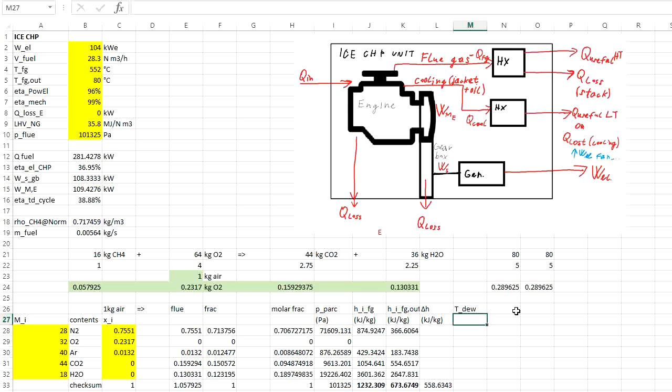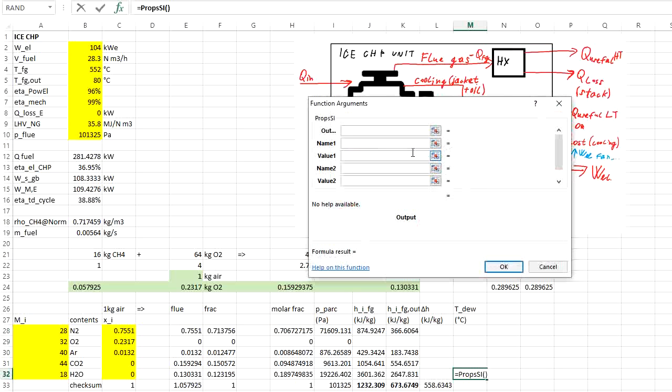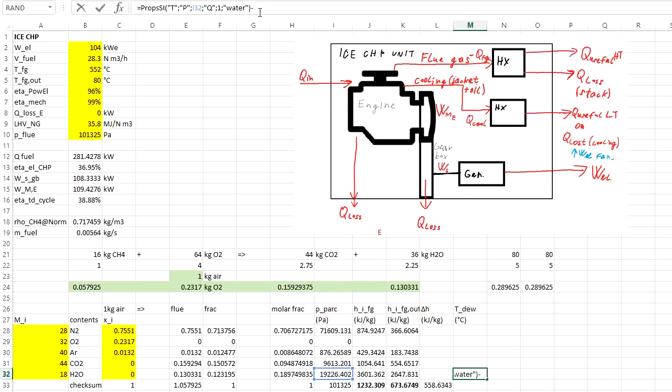So the dew point temperature, let's have it in degrees C, will be based on the water content and its partial pressure, and it can be found as a function of the saturation level for a given pressure. So props SI, the outlet is temperature based on pressure, which is the partial pressure over here, and quality, which should be 1, and the working fluid is water, and this is in kelvins, minus 273.15, and we get the dew point temperature to be 60 degrees C. So also our method of calculation was correct, because at 80 degrees C the condensation would not start yet.